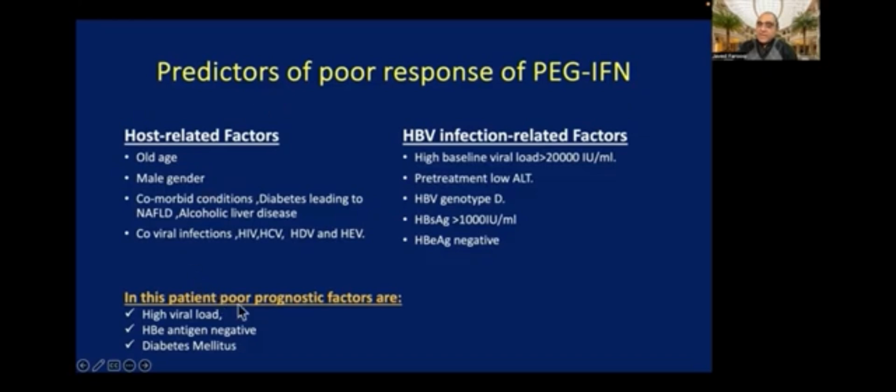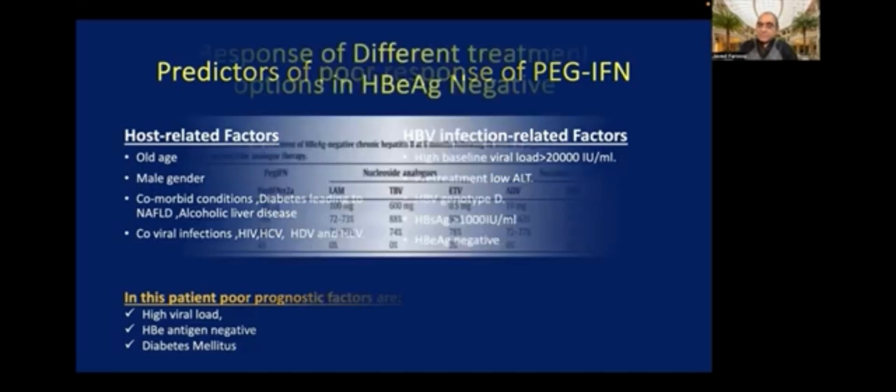In this patient, the poor prognostic factors were high viral load, which was 45,000, HBe antigen negative, genotype D, diabetes mellitus, and of course the male gender. So these were the predictors of poor response to pegylated interferon at 3 months, because we take these decisions at 3 months. There was less than 2 log drop. So that's the reason we had to stop the pegylated interferon and start the patient on the oral drugs.